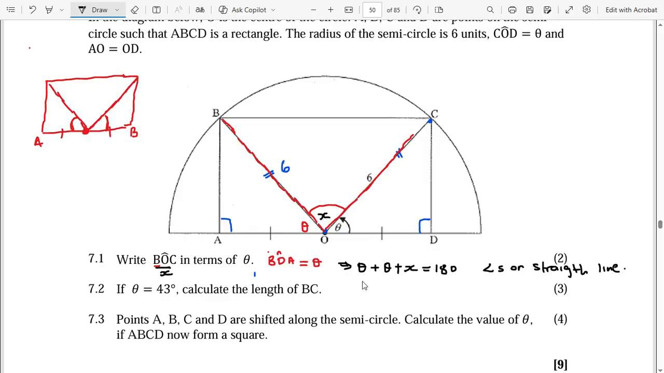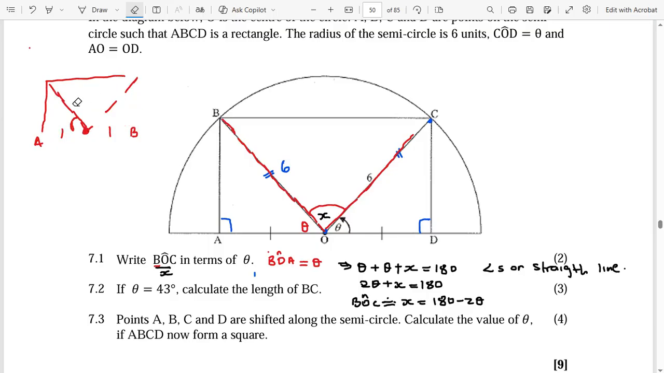Okay, so now this will be 2 theta plus x. We are looking for x, right? It's 180, and we need to write x in terms of theta. Therefore, x will be 180 degrees minus 2 theta. And we know that this x is angle BOC. I hope you understand how we did that one. That was an easy 2 marks to get.